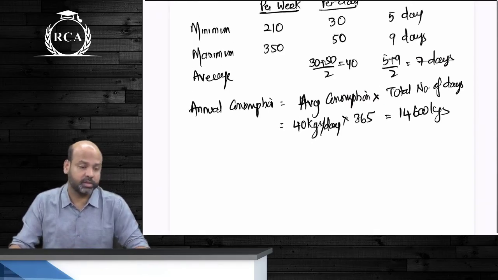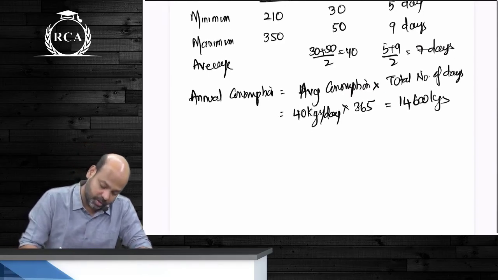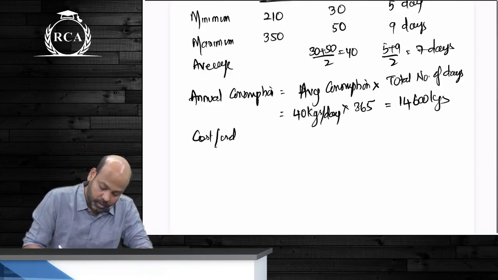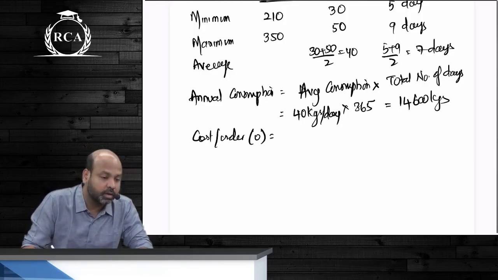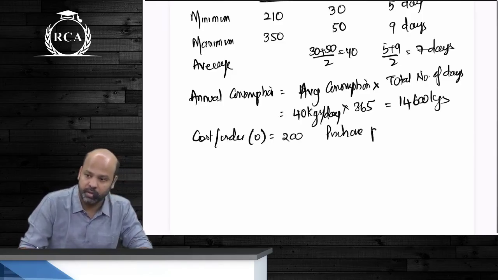Done with this beta. What will be your cost per order guys? Cost per order O is equal to 200. Purchase price per kg is 100 rupees.